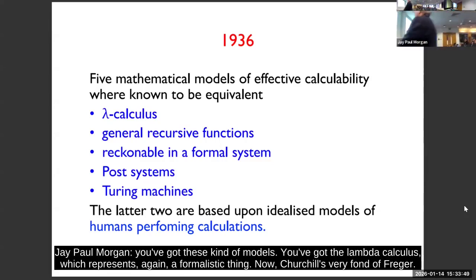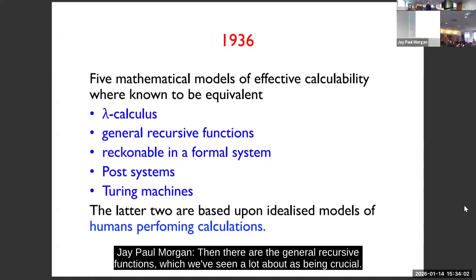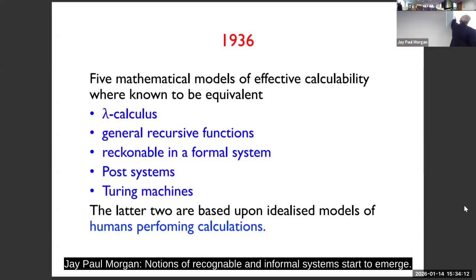But by that time, you've got these kinds of models. You've got the lambda calculus, which represents, again, a formalistic approach. Now, Church was very fond of Frege, was aware of Frege. Then there are the general recursive functions, which we've seen a lot about as being crucial for the mathematically inclined.